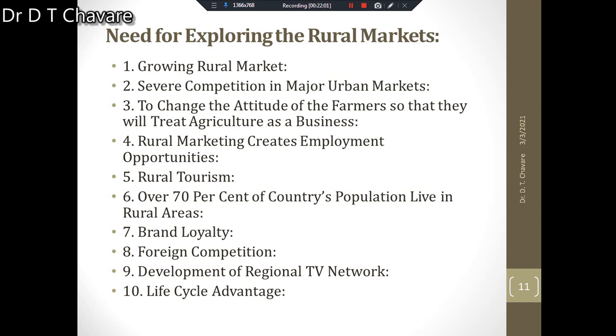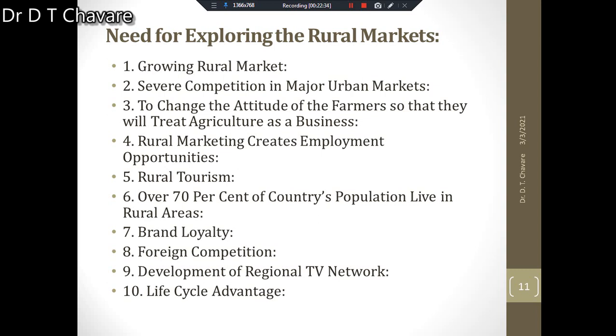Then another reason is severe competition in major urban markets. There are n number of markets situated in urban areas, but urban markets are suffering from severe competition, and that's why there is growth in rural areas and growth of rural marketing. And for avoiding such severe competition, rural marketing growth is also essential.